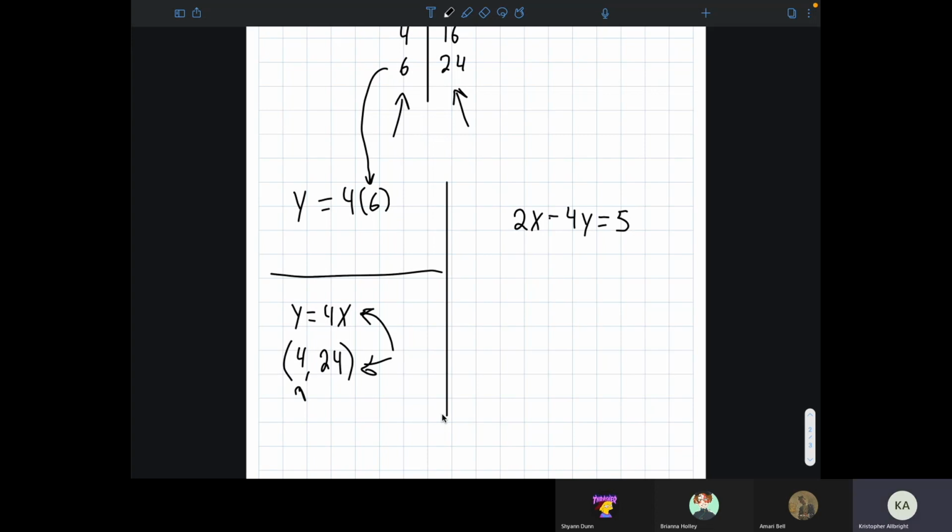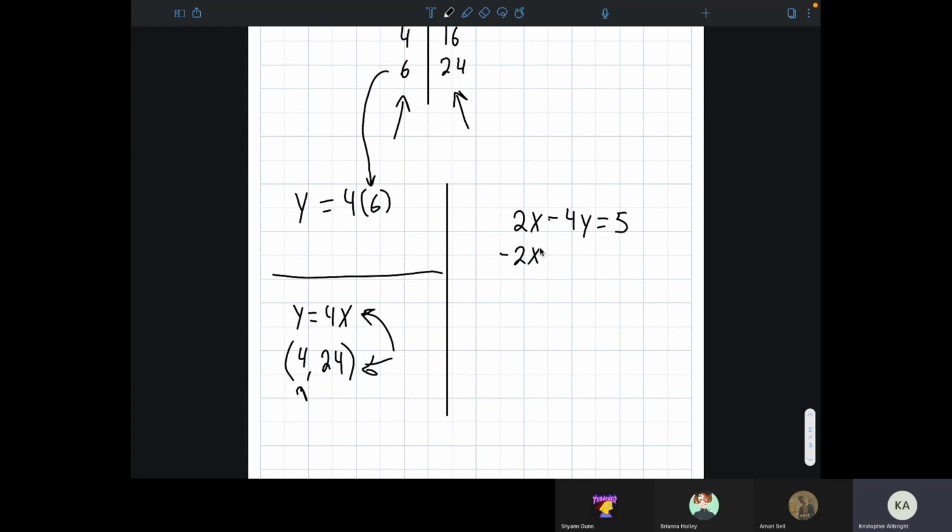And what I'm going to do is move my 2x to the other side because we want everything away from y. We're just trying to get y by itself. So I'm taking my 2x away from this side. So I'm going to be left with -4y equals 5 minus 2x. We're okay so far, but y is still not by itself. Y still has a -4 with it. So I'm going to divide by -4. These are going to cancel. We're going to end up with y equals 5 minus 2x over -4.